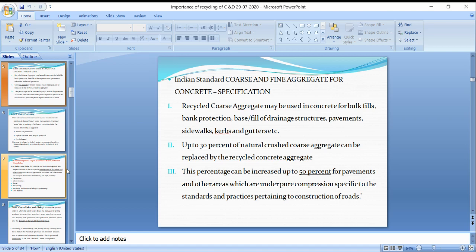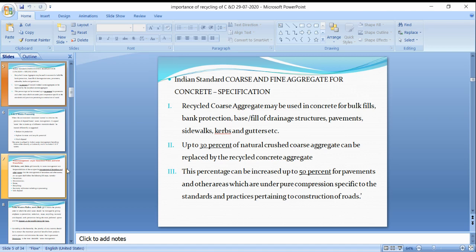So wherever filling is required, if there is a low area, this coarse aggregate may be used for that filling. Also bank protection. If there is any river area, there we have to construct a side wall, so we can use this coarse aggregate there. Also base fill of drainage structures, pavements, sidewalks, curbs and gutters. Like this we can use the fine aggregate for concrete.